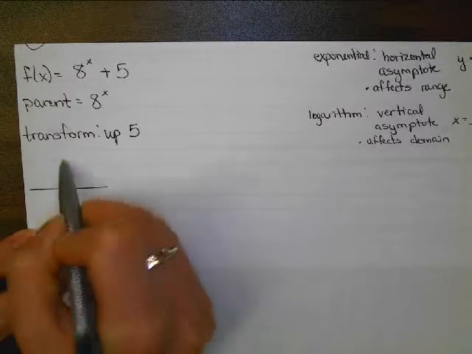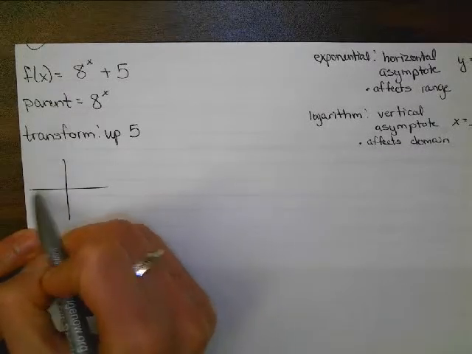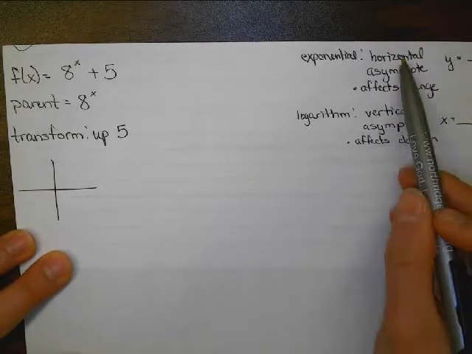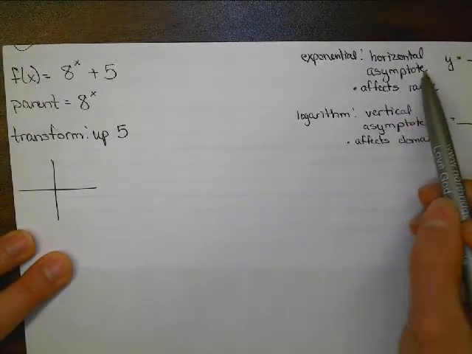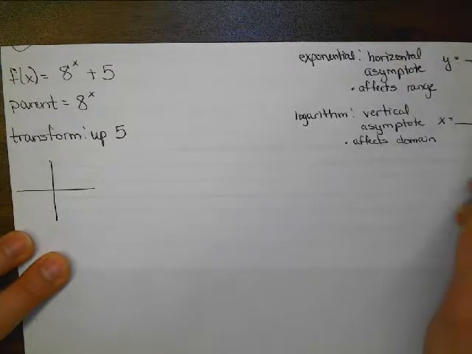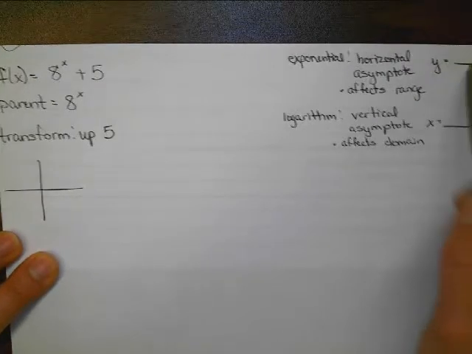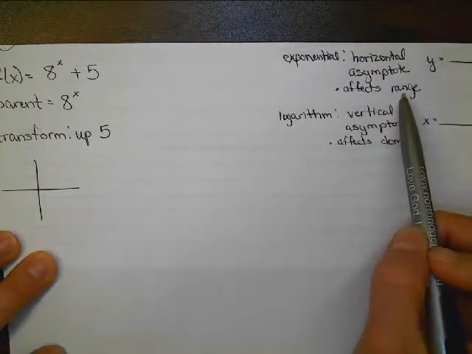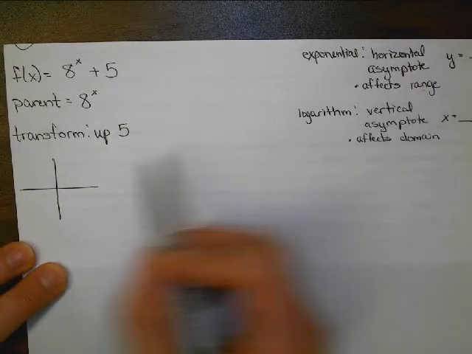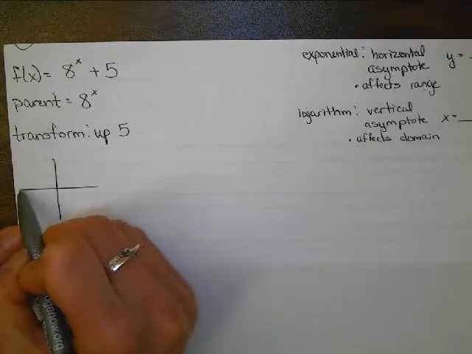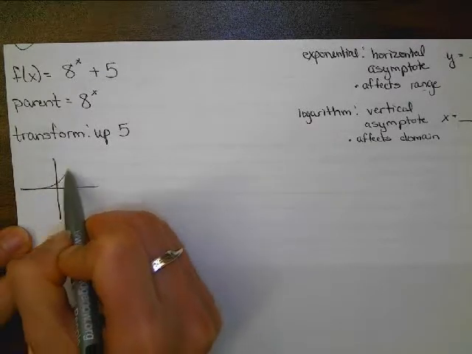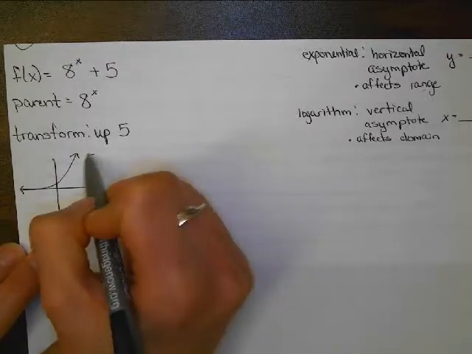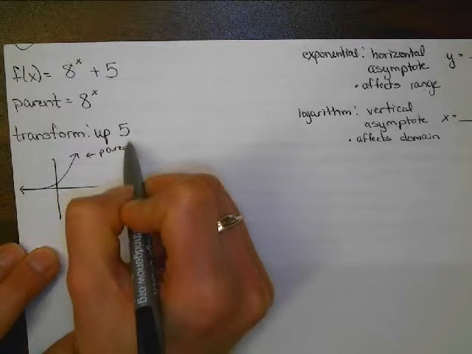So if I wanted to draw my parent function here, you'll remember that an exponential always has an asymptote, as you can see over here. We always have a horizontal asymptote, which is written y equals blank, whatever that line is. And because of that horizontal asymptote, it affects the range. So keep that in mind when we get to that part. But my parent function, again, is going to look something like this. And again, if you just look at your notes, you can see that an exponential parent function looks like this.